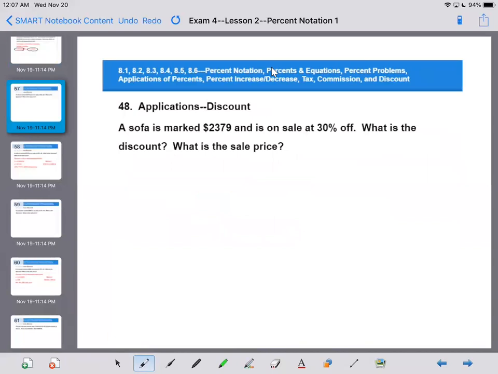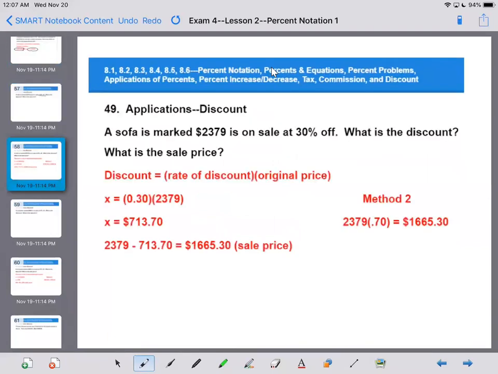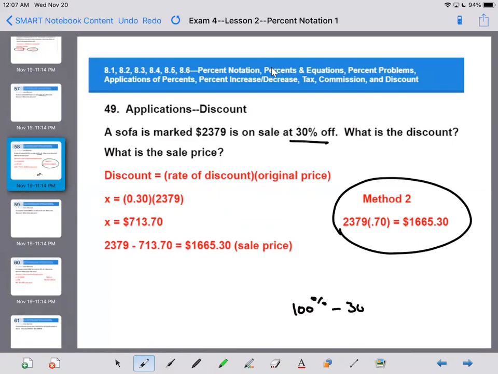If I want to look for discount, okay, a sofa is marked as $2,379 and is on sale for 30% off. What's the discount? What's the sale price? Okay, so if it's 30% off, you're going to look at a couple of methods here. If it's 30% off, in method 2, you're not paying the full 100%. You're actually paying 100% take away 30%, which is 70%. So 70% as a decimal is 70 hundredths.